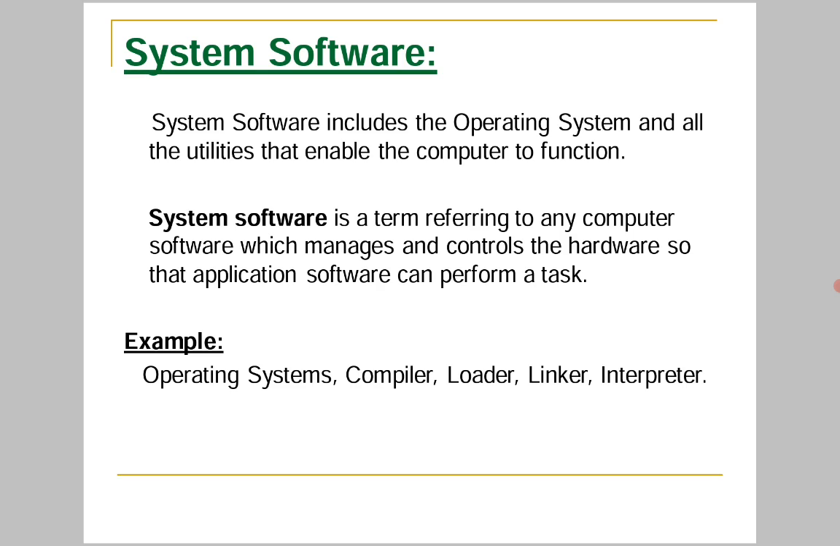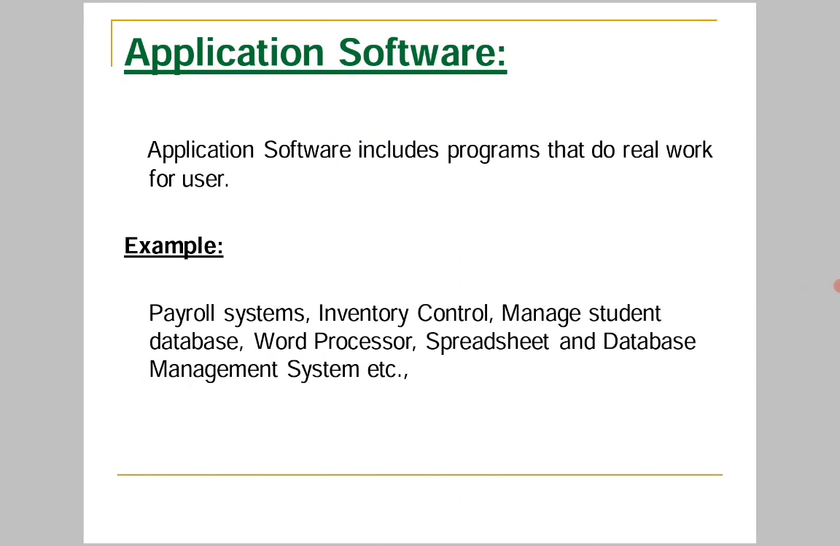So what are the examples for system software? Operating systems, translators. Again, translators are of types like compilers, loaders, linkers, interpreters, like that. We will discuss all these things.